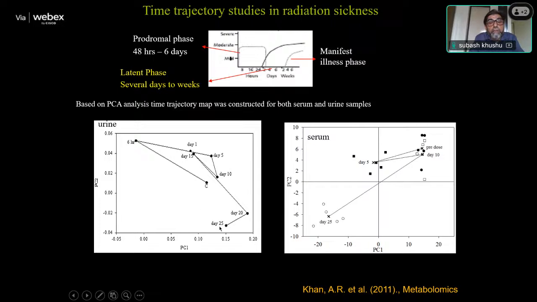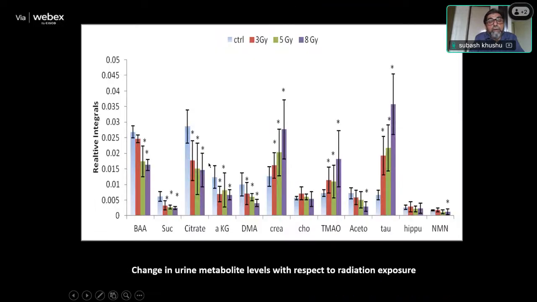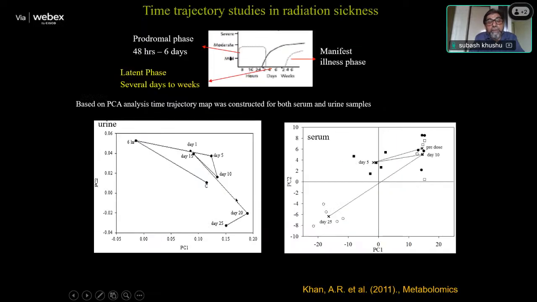And here it shows the trajectory of these changes. This is a control where no exposure has been given. Then in 6 hours it is going away from the control, and slowly day 1, day 5, day 10. This is the latent phase where the tissues are trying to recover. And then the manifestation phase, day 20 and 25, where the metabolic profiles are again very different from the controls. You can say they've gone into a manifestation phase or the illness phase.